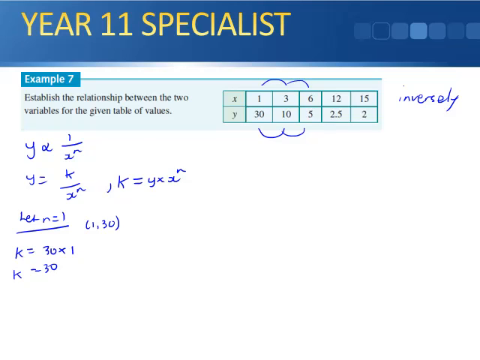Okay. The next point, 3 and 10. Oh, that's a bad 3. And I get k equals y is 10, x is 3. 3 to the power of 1 is still 3, so k equals 30. The next point, 6 and 5. K equals 5 times 6 to the power of 1, so k equals 30.